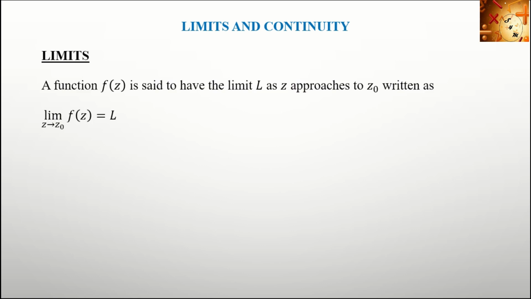A function f of z is said to have the limit capital L as z approaches z0, written as limit z tending to z0 f of z equal to L. Here our complex function is f of z and the limit value is capital L. It means as z approaches a particular point z0, the function f of z approaches a value capital L.